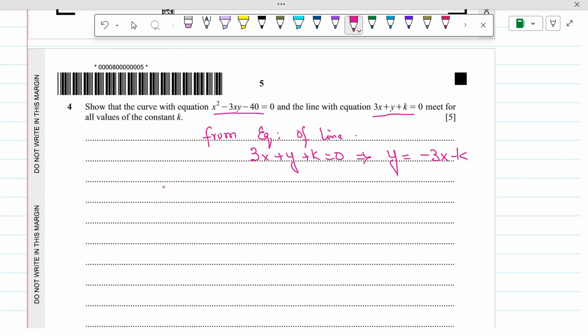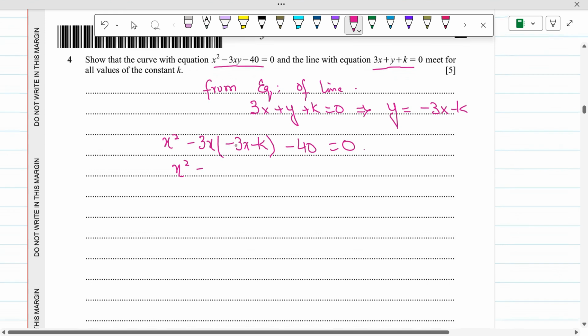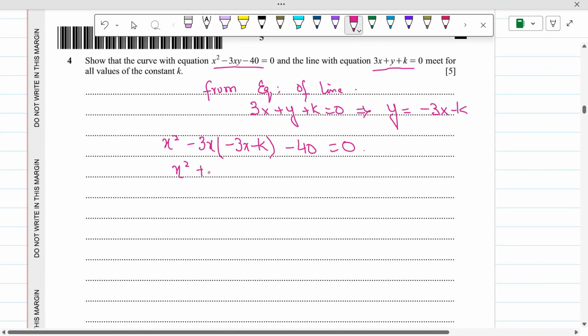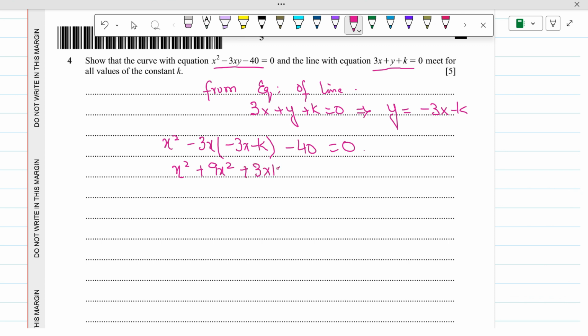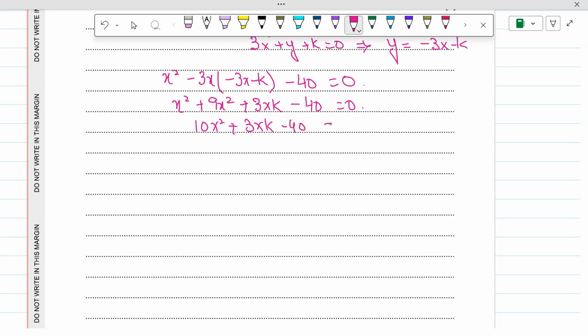So we will have x squared minus 3x times the value of y, which is negative 3x minus k, minus 40 equals 0. Further solving, we will have x squared, plus 3x times 3x, which is positive 9x squared, and negative 3x times negative k is positive 3xk, minus 40 equals 0. Further solving, we will have 10x squared plus 3xk minus 40 equals 0.